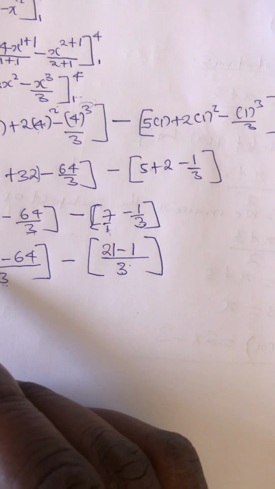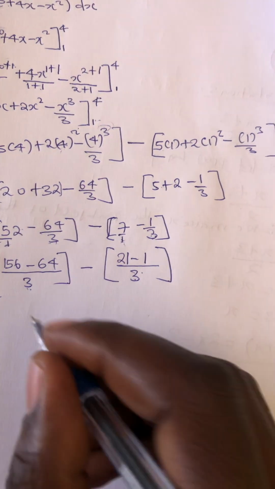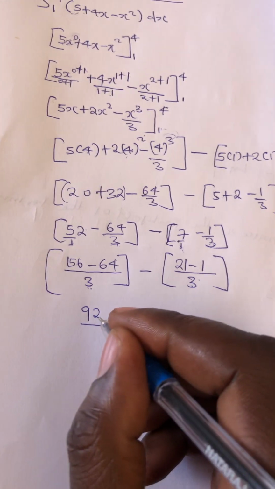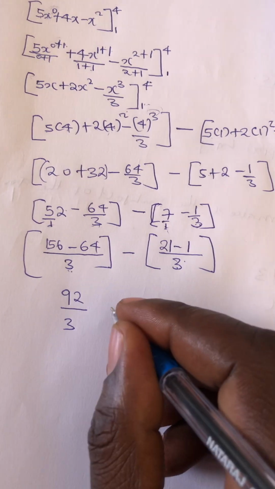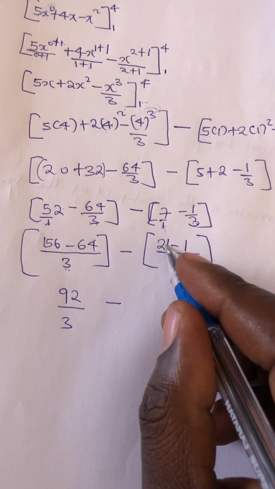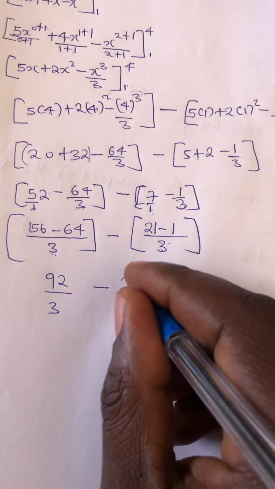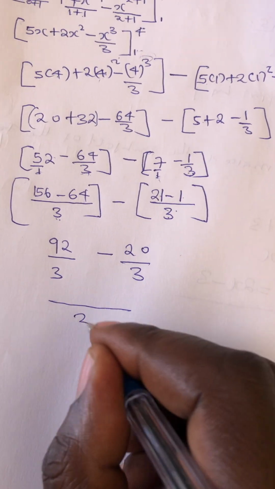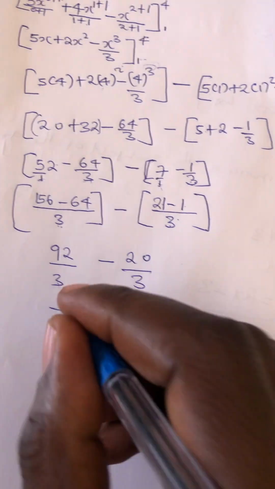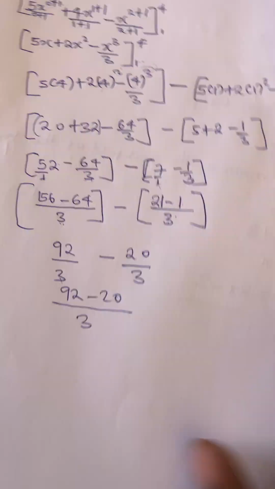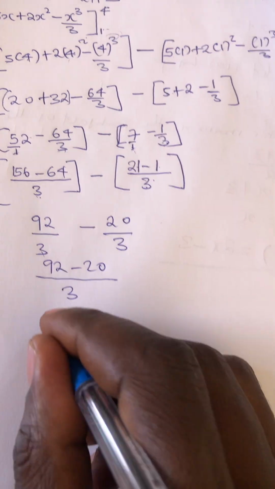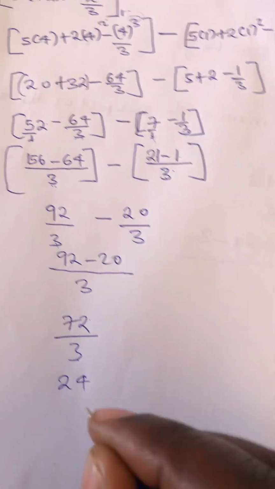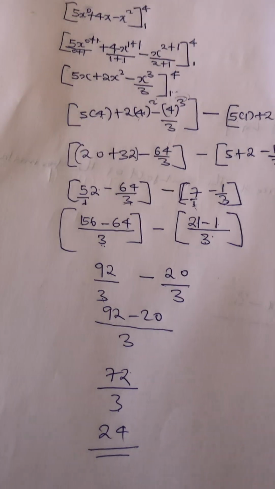So here we have 156 minus 64, giving us 92 over 3, minus 21 minus 1, which gives 20 over 3. So the common denominator here is 3. So we have 92 minus 20, which gives 72 over 3. 3 into 72, we're getting 24 as our answer.